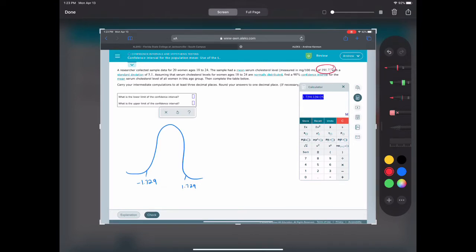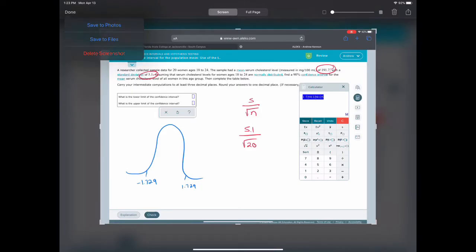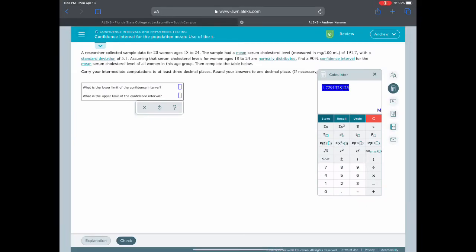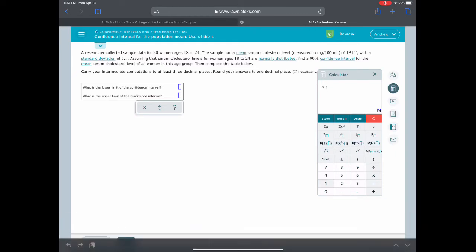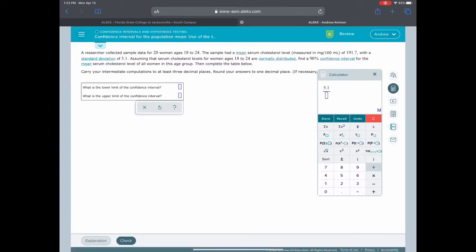So if we have a mean of 191.7 and a standard deviation of 5.1, our formula is the standard deviation divided by the square root of n. That's kind of like our margin of error here. So we do our standard deviation, which is 5.1, divided by the square root of n, which is 20. All right, so let's go back to the calculator and figure out what this number is. We do 5.1 divided by the square root of 20, and we get 1.14.